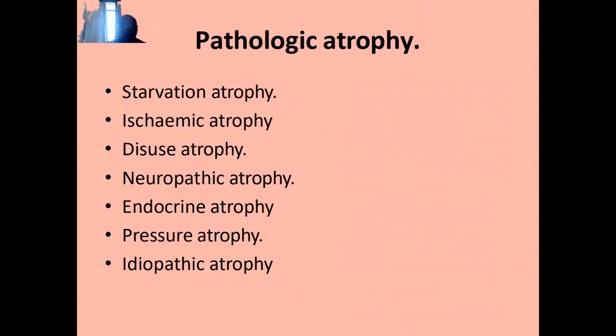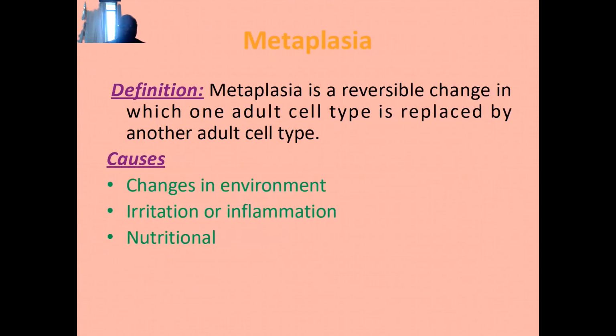So let us look at pathological atrophy. Pathological atrophy is, for example, starvation, ischemic atrophy, disease atrophy, neuropathic atrophy, endocrine atrophy, pressure atrophy, and idiopathic atrophy. These are the examples of pathological atrophy which take place.